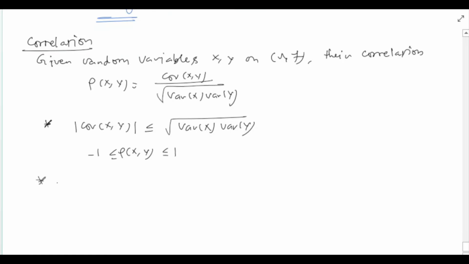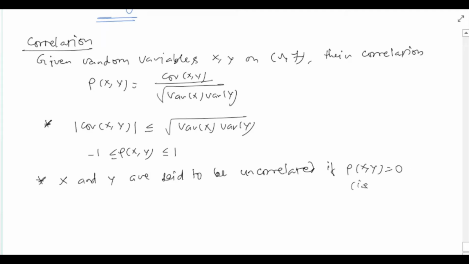Further, the random variables x and y are said to be uncorrelated if their correlation is 0, which is the same as saying that their covariance is 0, i.e. if covariance of x comma y is 0. This quantity rho of x comma y is also referred to as correlation coefficient.